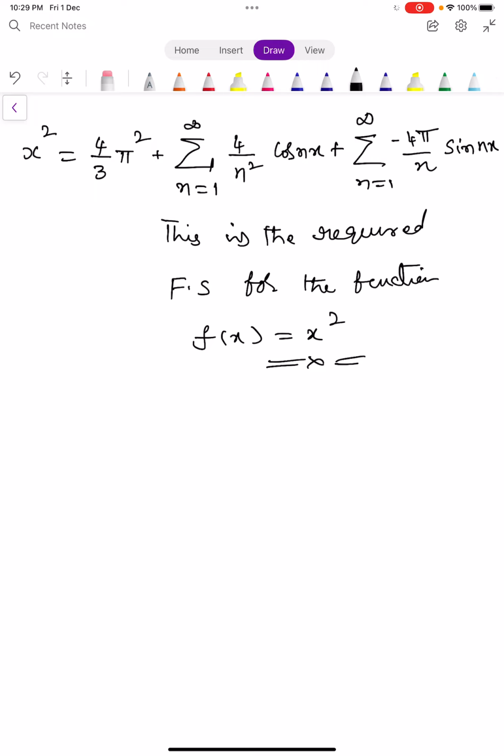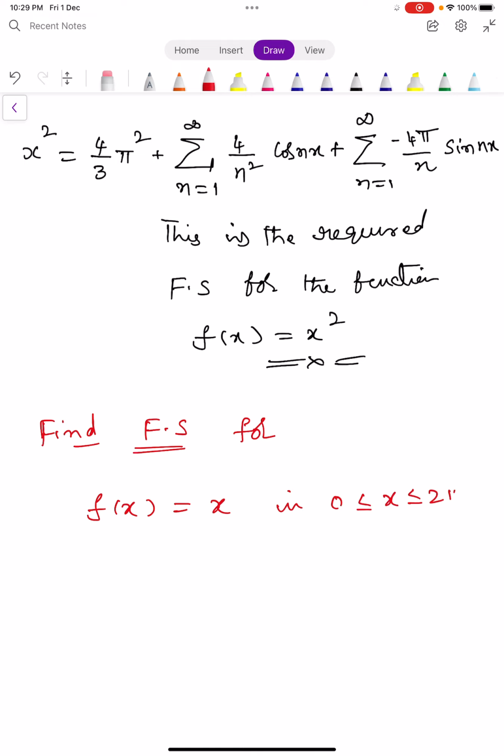In this you can practice one more problem. Find the Fourier series expansion for the function f of x equals x in the interval 0 less than or equal to x less than or equal to 2 pi. This is homework for you. You do it by using the previous same method.